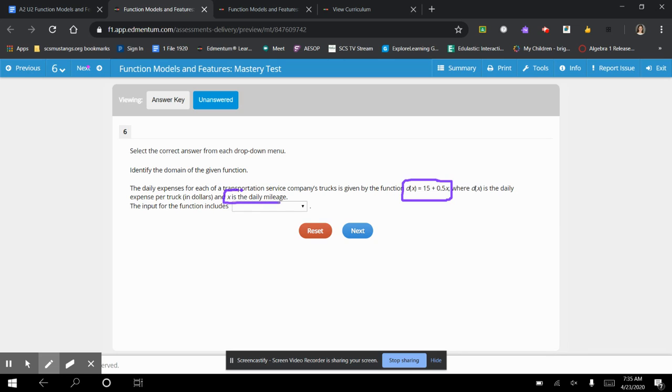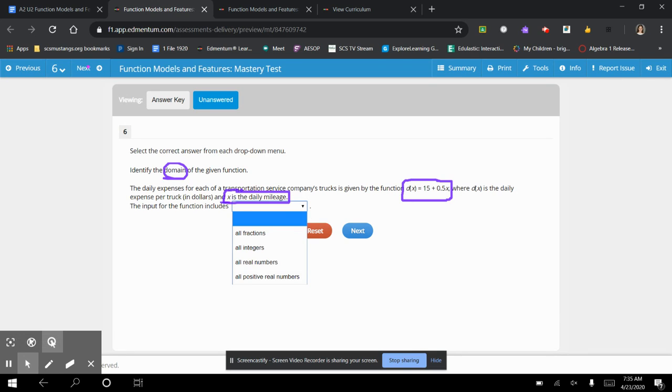And I'm focusing on x because we're looking at domain. It says identify the domain. Our domain is always going to be our x values, or whatever that variable is that they have us focusing on. So they want the input for the function, or our x value, to be one of these things. Is it going to be all the fractions? Is it going to be all of the integers? Is it going to be all of the real numbers, or is it going to be all of the positive real numbers? Remember this, we're looking at mileage.